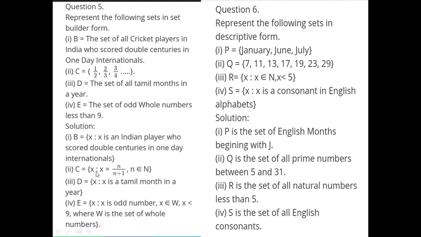So C equal to set of x such that x is equal to n by n plus 1, where n belongs to natural number. So this is very important, the rule, because if I write just x is equal to n by n plus 1, if it is a whole number, it will start from 0, but it will not meet our condition. The number should start from 1. Therefore, it is compulsory to write n belongs to natural number.